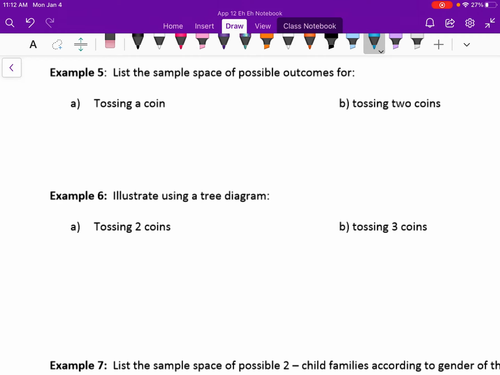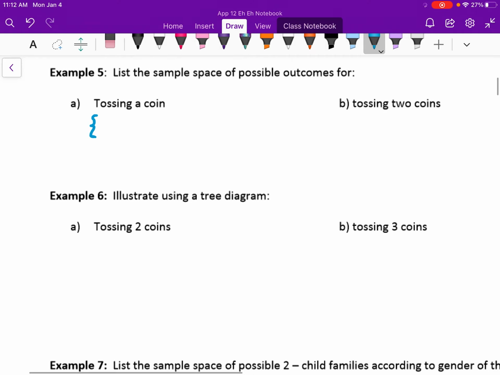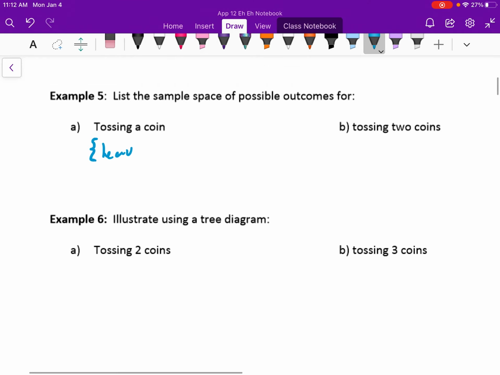All right, so now we're going to be doing example number 5. We're going to list the sample space of possible outcomes for tossing a coin. So we're explaining what a sample space looks like. What can come out of tossing a coin? Your sample space, two things can happen. It could be a heads or it could be a tails. So what we see is that we have two outcomes.